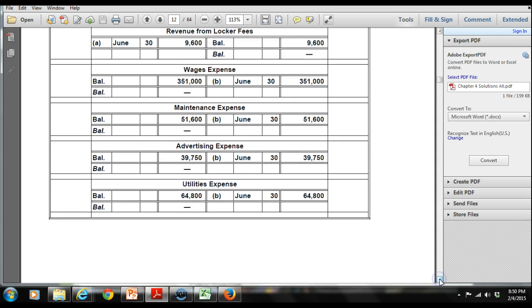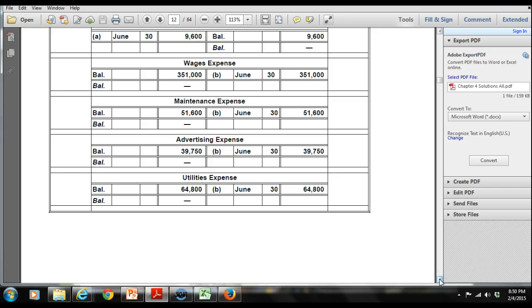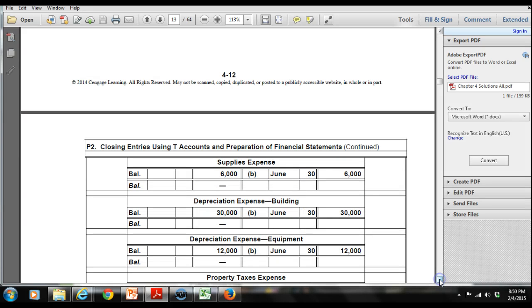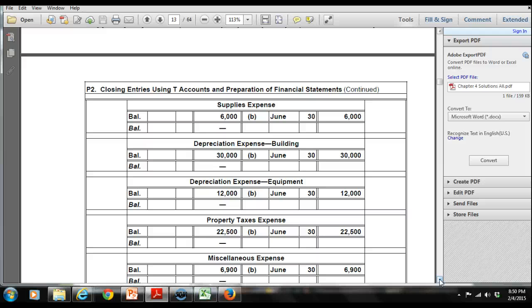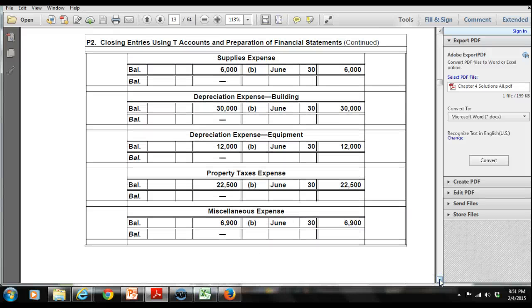The utilities expense has a credit of $64,800. Then supplies expense has a credit of $6,000. Next, depreciation expense for the building has a credit of $30,000. Next, depreciation expense on equipment has a credit of $12,000. Next, property tax expenses has a credit of $22,500. Miscellaneous expense has a credit of $6,900.